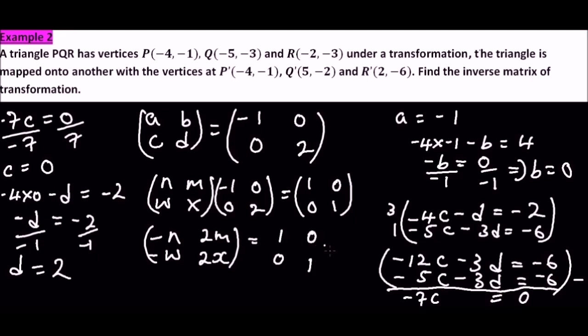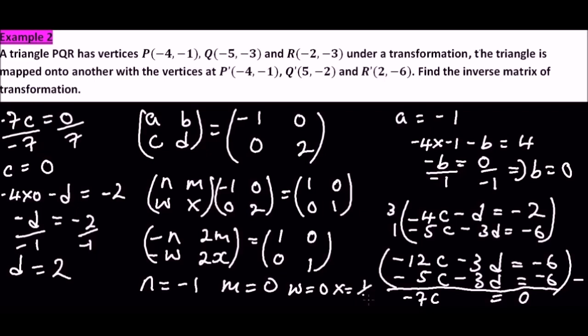So that is our identity matrix. From there you equate the corresponding elements. So minus n is equal to 1, so n is equal to minus 1, and then we have m is equal to 0, because 2m is equal to 0. Divide both sides by 2. Then our w is equal to 0, and our x is equal to a half.